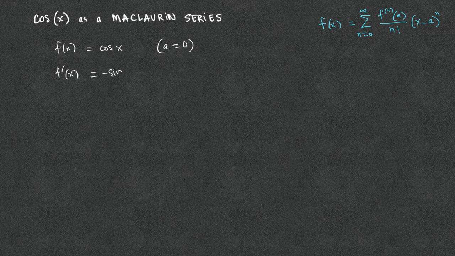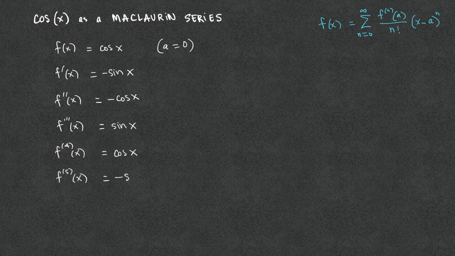The first derivative is negative sine of x. The second derivative is negative cosine of x. The third derivative is positive sine of x. The fourth derivative is cosine of x, and the fifth derivative is negative sine of x, so the cycle repeats. Since this is the Maclaurin series that we are seeking, we're going to evaluate these derivatives at a equals 0.